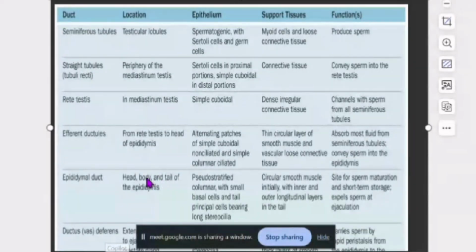Just know that your epididymis has pseudostratified epithelium with long stereocilia, but when you go to the vas deferens, the stereocilia are very few. So this is the picture that I wanted us to appreciate.